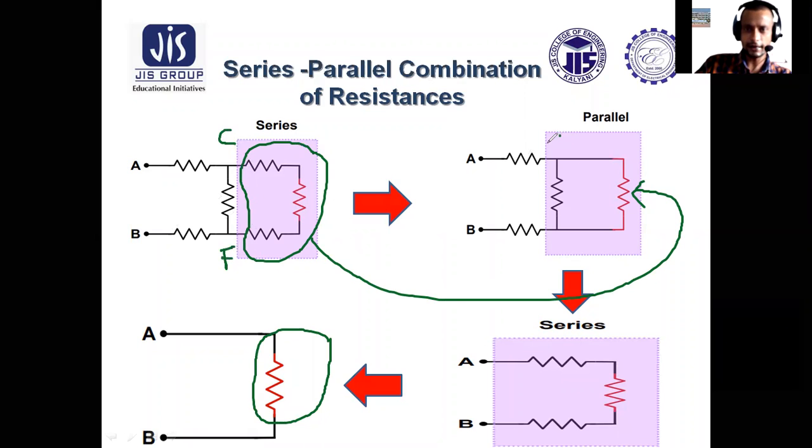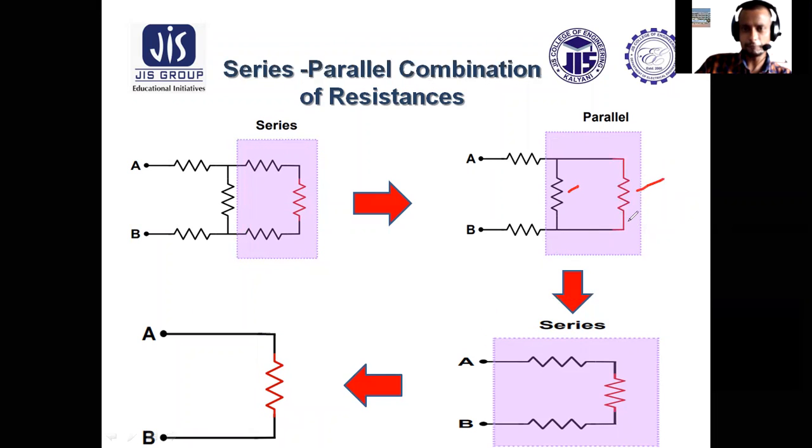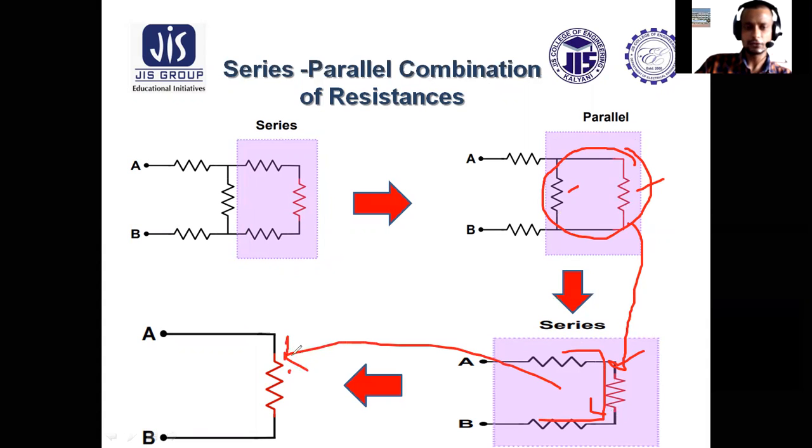So in between C and F, there is one path. In between C and F, this is another path. This red path is equivalent of the series resistances of the three. Now again, these two will be combined in parallel. Parallel combination of these two can be considered as a single resistor. Now when combined into a single, these three are connected in series, and finally you will get one single resistance. So this is equivalent resistance of the entire circuit.